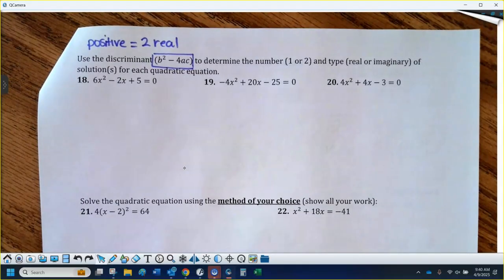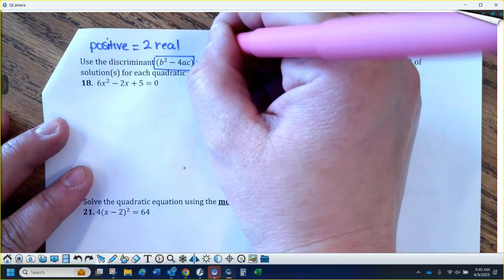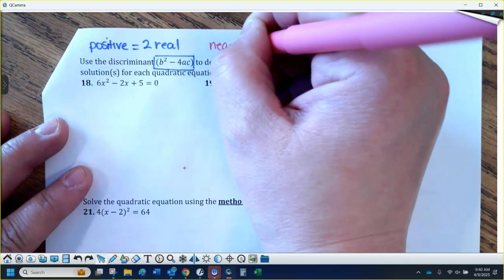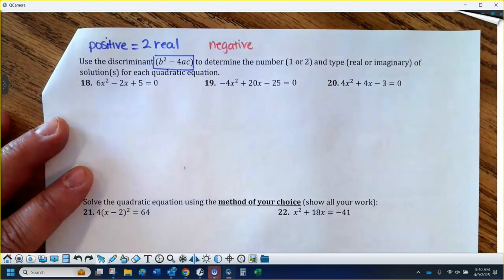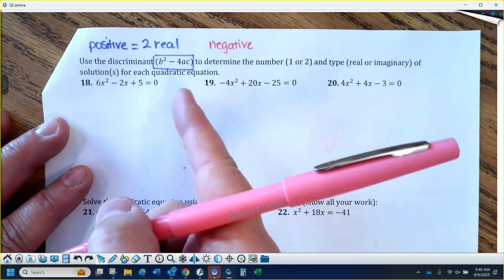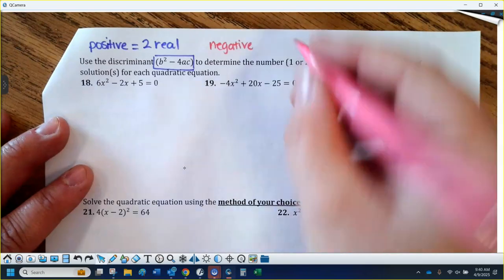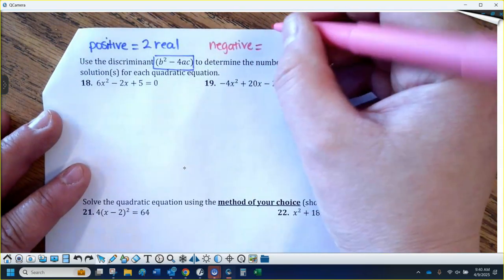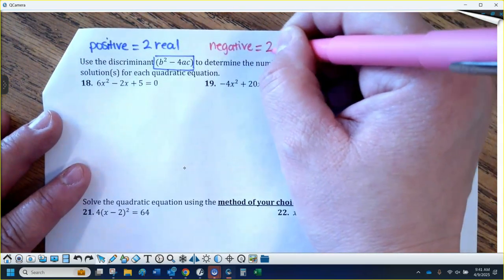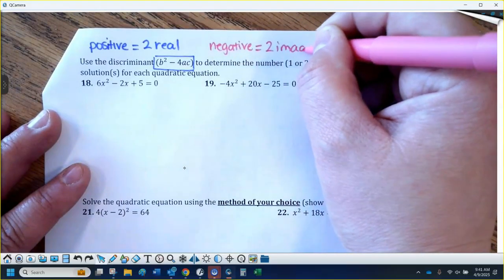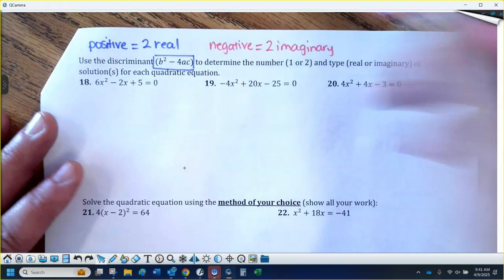If you do b squared minus 4ac and you get a negative number, the discriminant is what goes under the square root. So if I get a negative number, I'd be taking the square root of a negative. That's going to make us use the i. So if you get a negative number there, you're going to have two imaginary solutions.